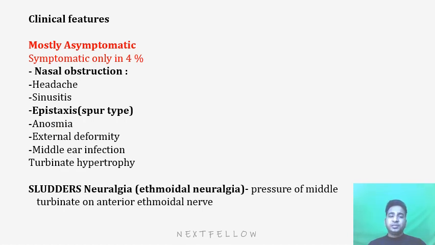What are the clinical features? Most of the patients are asymptomatic. Only 4% of patients have symptoms. What are the symptoms? Firstly, nasal obstruction. Then comes headache and sinusitis. Headache may be because of blockage in the drainage of the sinuses. Then bleeding from the nose, that is epistaxis.